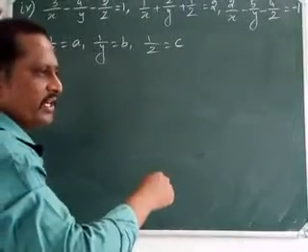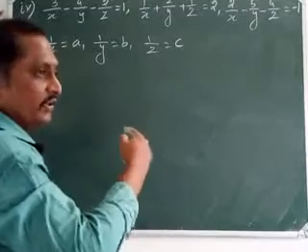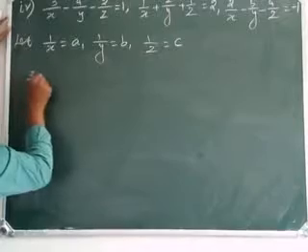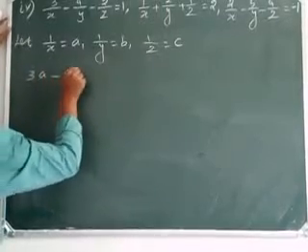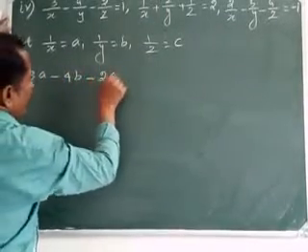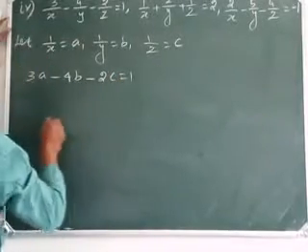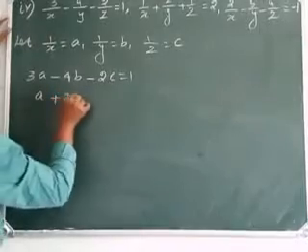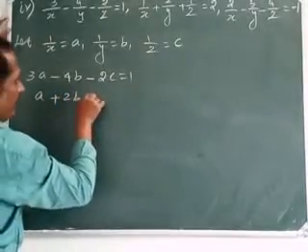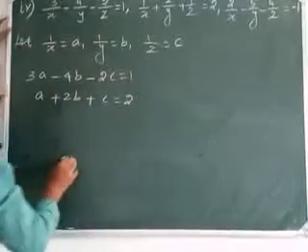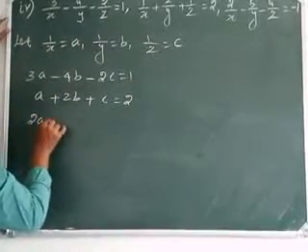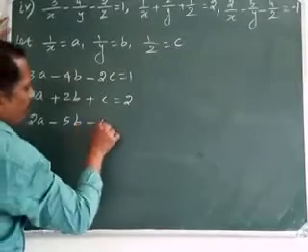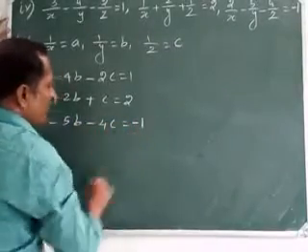Variables are constant denominator now, so first you have to convert denominator variables into numerators. So the given equations are 3a minus 4b minus 2c is equal to 1. The second equation is a plus 2b plus c is equal to 2. The third equation is 2a minus 5b minus 4c is equal to minus 1.